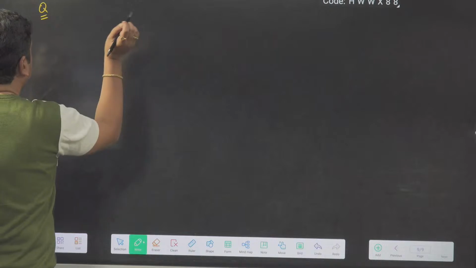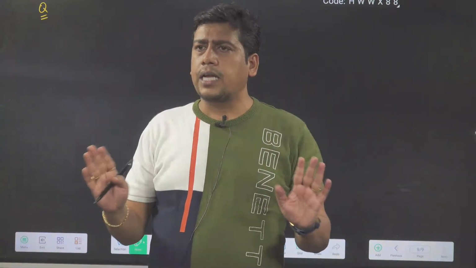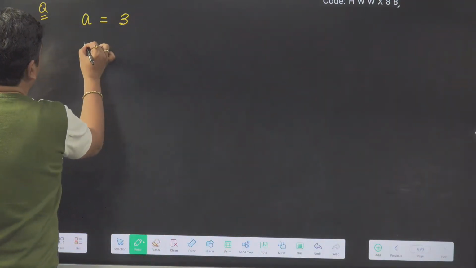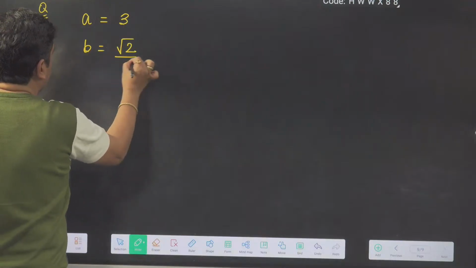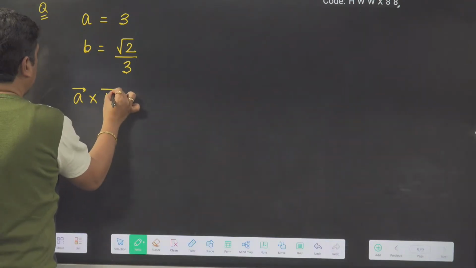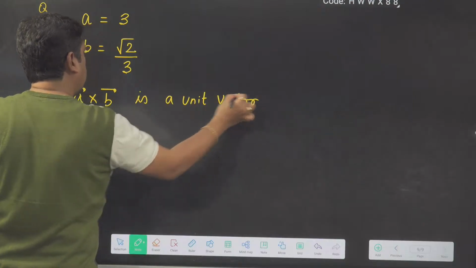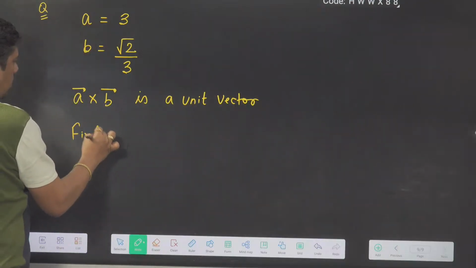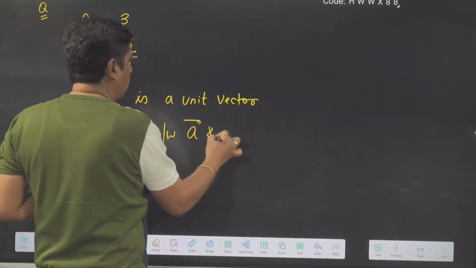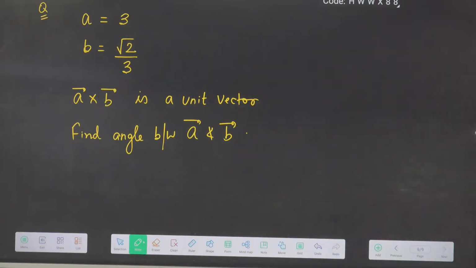So let's solve some questions. The main type of question we have solved, where i, j, k are given and you have to do the cross product. Now let's solve the remaining types of questions. Let's say two vectors: the magnitude of A is 3, B is given as root 2 by 3, and they are saying A cross B is a unit vector. Then find the angle between A vector and B vector.